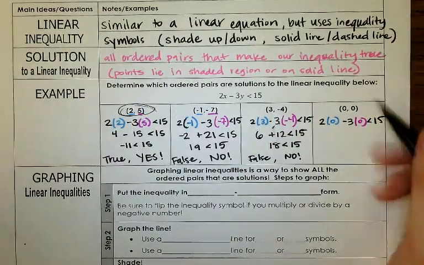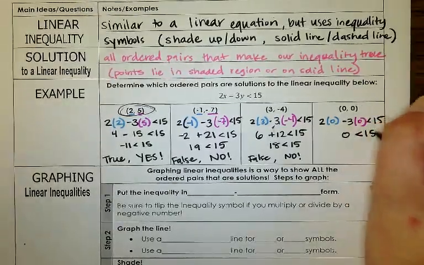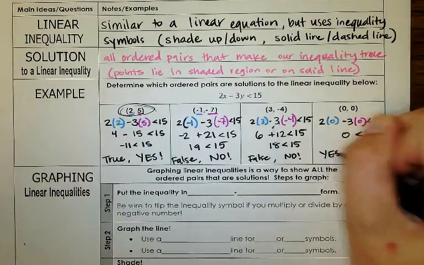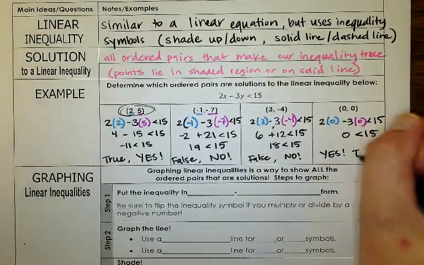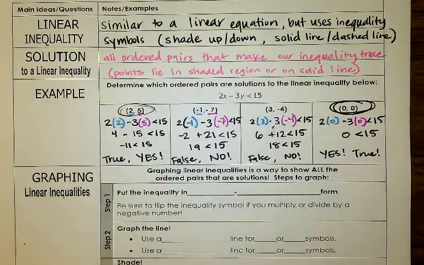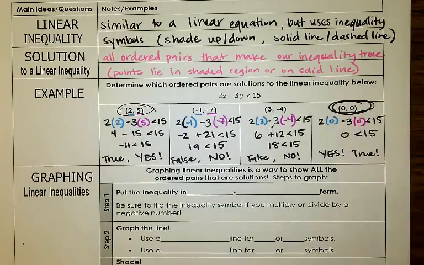So this turns into 0 minus 0, which is just 0. Is 0 less than 15? Yes. So this is true. So this one is also in our solution to that particular line. Do you guys feel good about that? Okay. So one way you can say, is this a solution or not, is you can just plug them in.